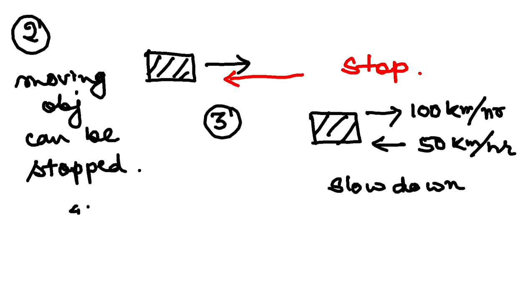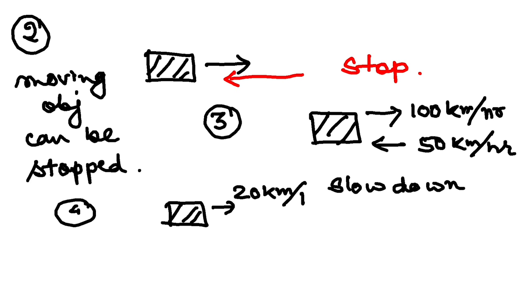The fourth point is its reverse. That means I can make it travel faster. So let's say this was traveling with a speed of 20 km per hour. Now if I apply force from this direction, I can increase the speed to, let's say, 60 km per hour. So how shall I summarize this? I can make it move faster.